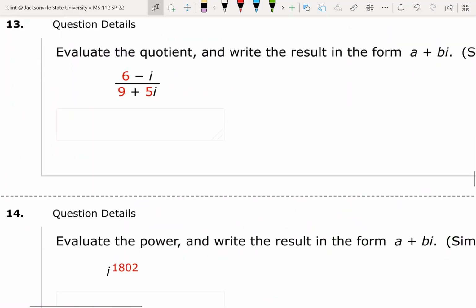13 says evaluate the quotient. Remember when we're dealing with these complex numbers, working with a quotient, really it's more like rationalizing. We're going to multiply by something over itself. So on this one, even if you don't remember what it's called, what are we going to multiply by? The conjugate, yeah, so what is the conjugate? The conjugate of the denominator at the bottom. Right? So 9 minus 5i, that's right. Change the sign in the middle. Okay. Multiply by the conjugate of the denominator.